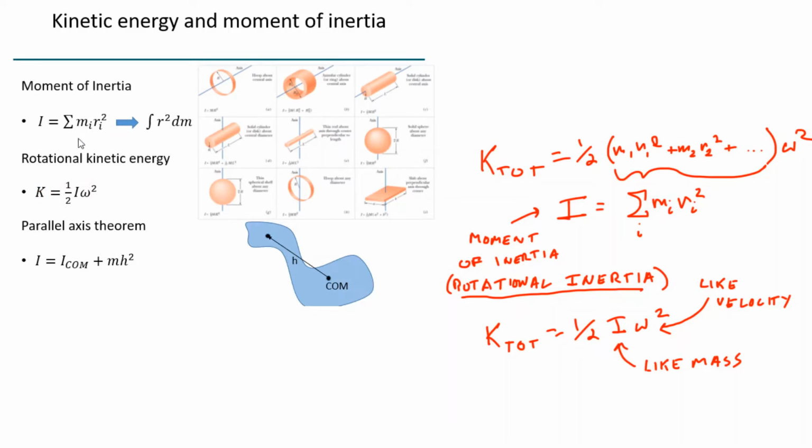Now, for a continuous distribution of mass, like any solid object, like a rod or a hoop or a sphere, I can't just do a discrete sum of point masses. I have to actually do an integral over the whole mass distribution. Now, we're not going to be doing any moment of inertia integrals in this class. Instead, we'll just look up the moment of inertia for different objects in a table.